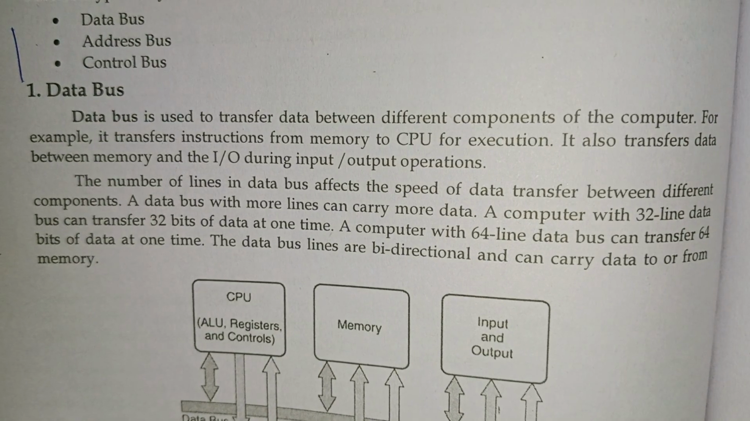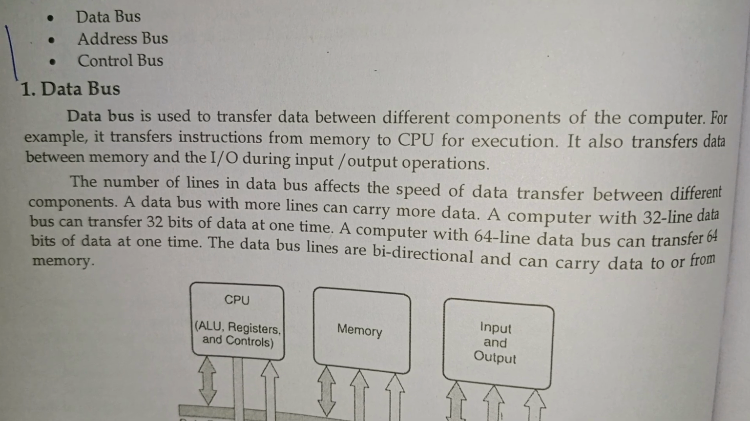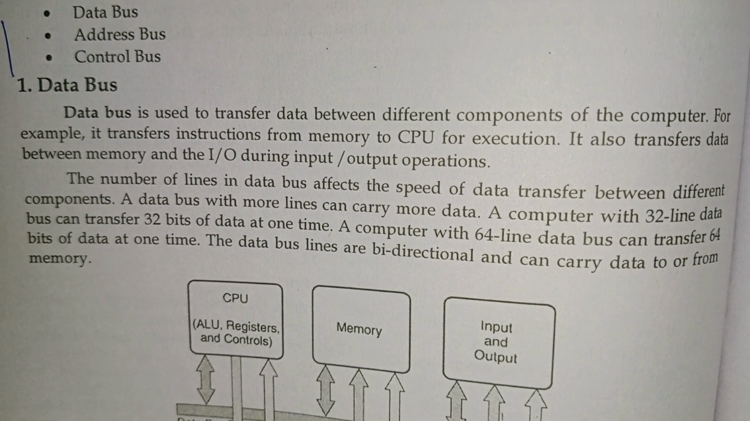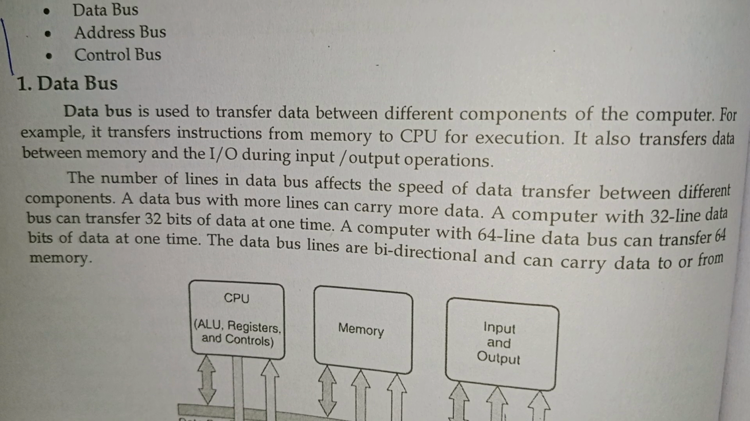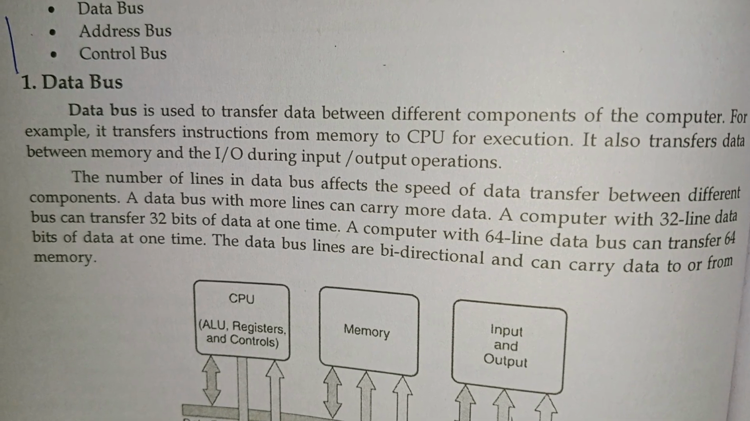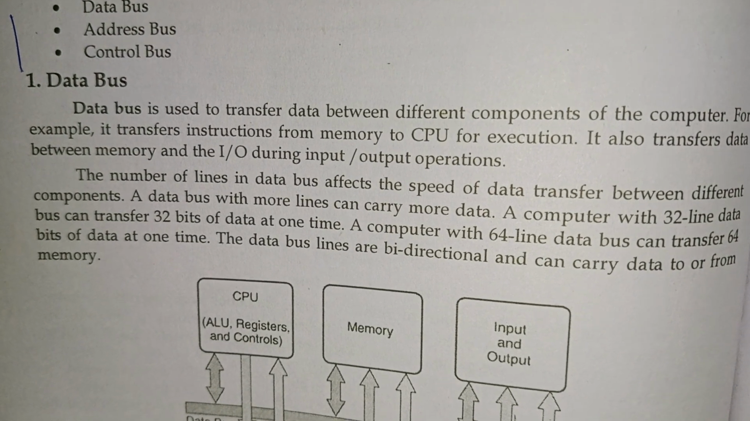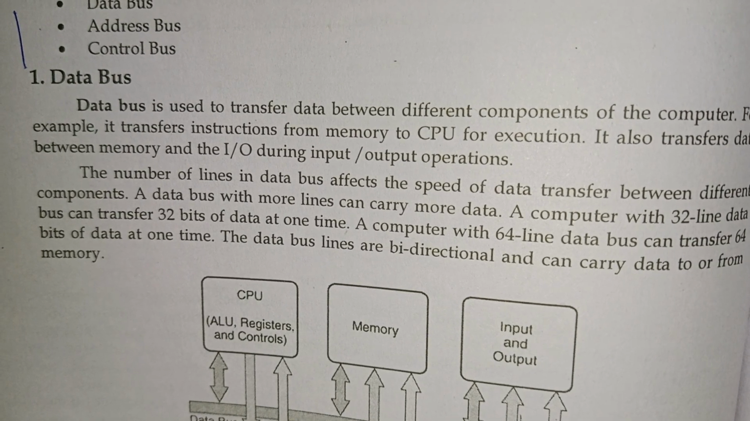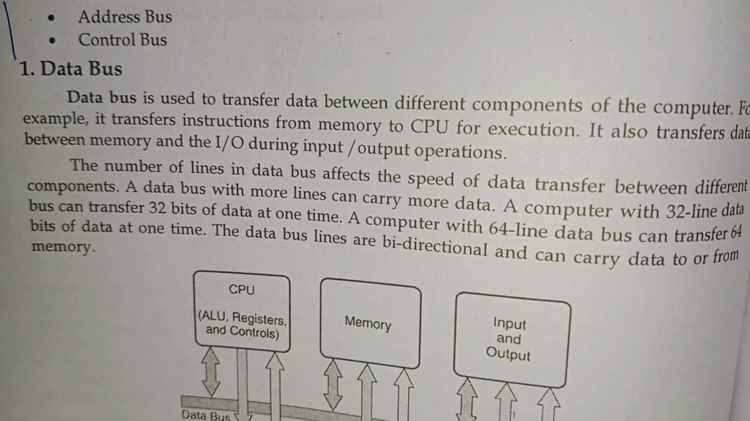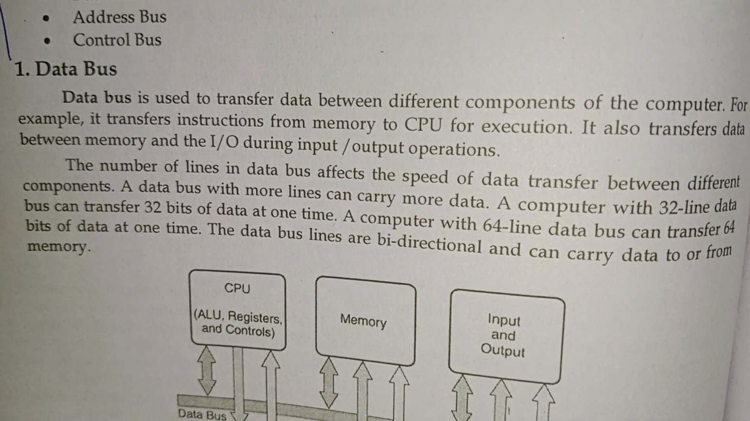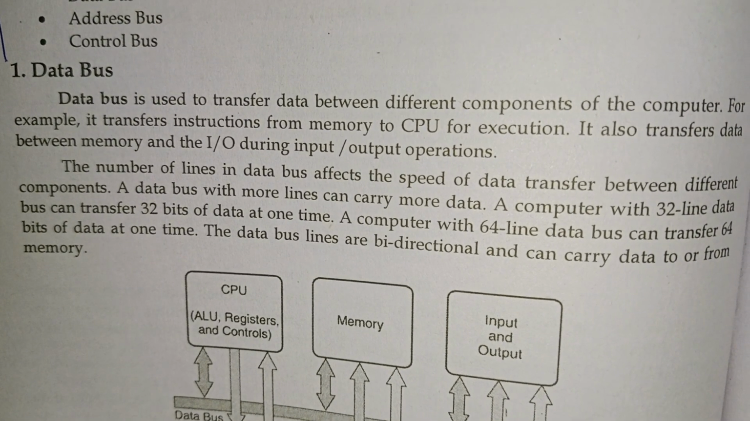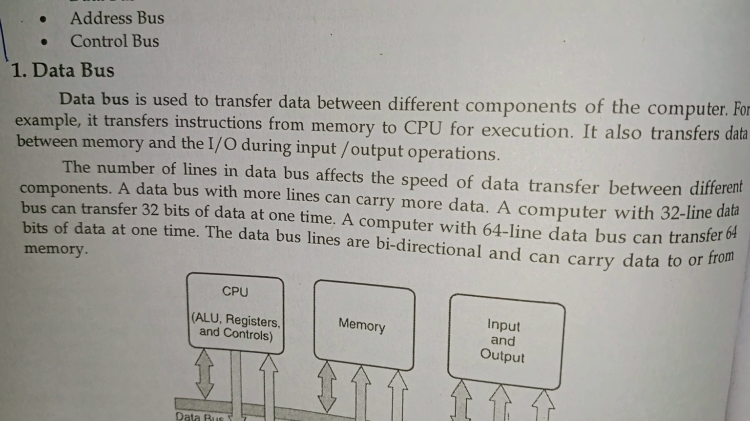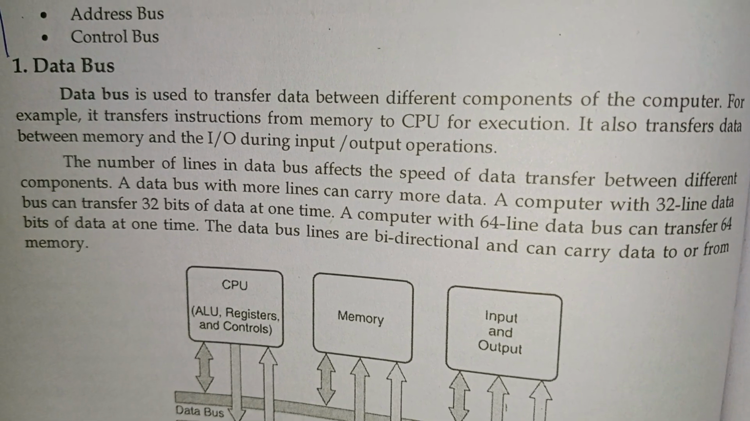Data bus. Data bus is used to transfer data between different components of the computer. For example, it transfers instructions from memory to CPU for execution. It also transfers data between memory and the input-output devices. The number of lines in the data bus affects the speed of data transfer between different components. A data bus with more lines can carry more data.